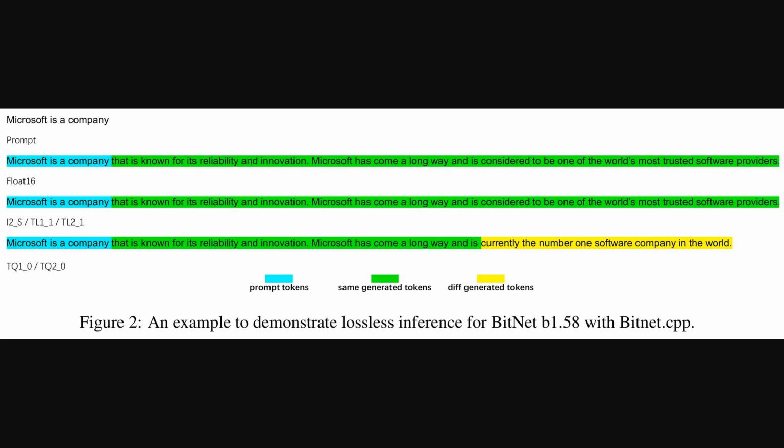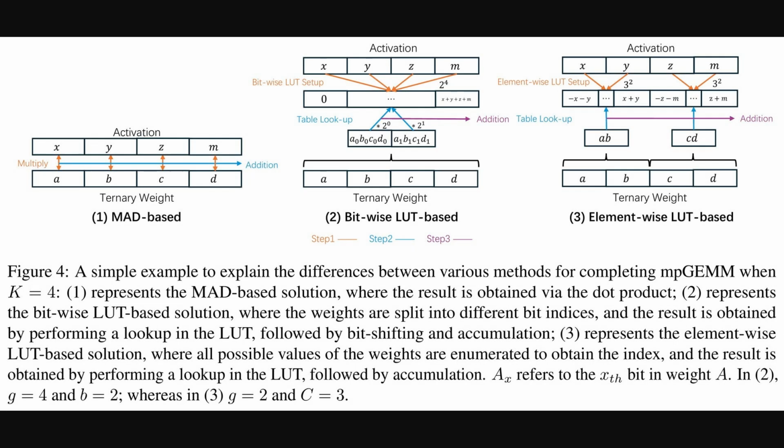Compare that to the TQ methods at the bottom, where the generated text differs, highlighted in yellow. This visually confirms that specific bitnet.cpp techniques like I2_S and the TL_1 versions achieve their speedup without sacrificing the original model's output quality.